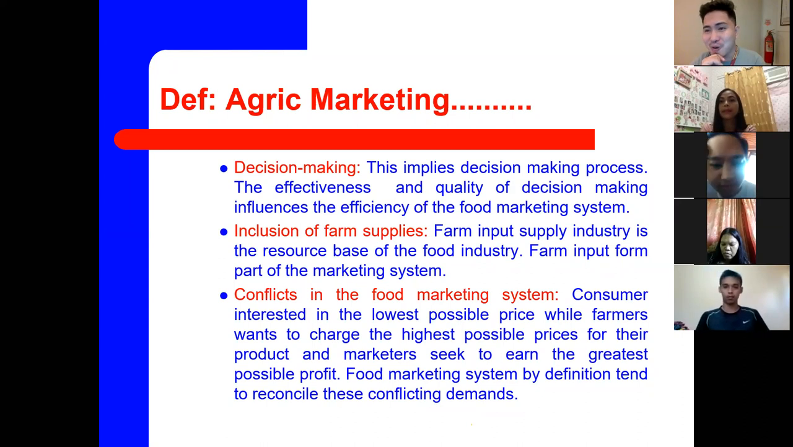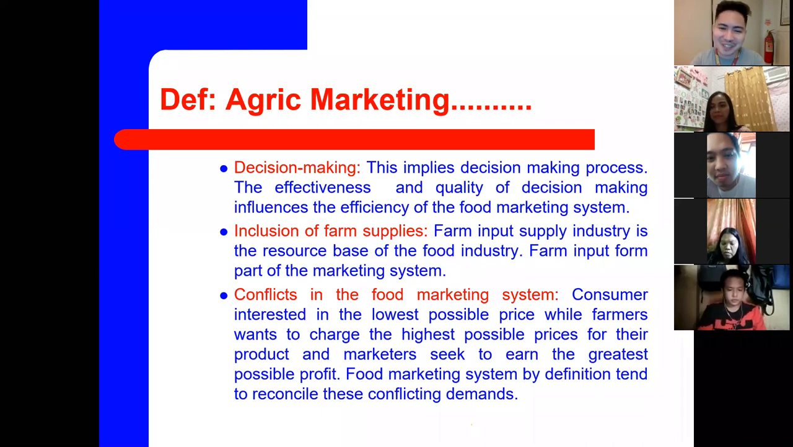Trade-off man siya. Ambisyon ng mga tao na makakuha ng highest quality products at the least possible time. Kung pwede lang di bayad. So, that's the existing conflict in the food marketing system. We always strive to pay the lowest possible price whilst getting the highest quality. And it doesn't work that way, you know?